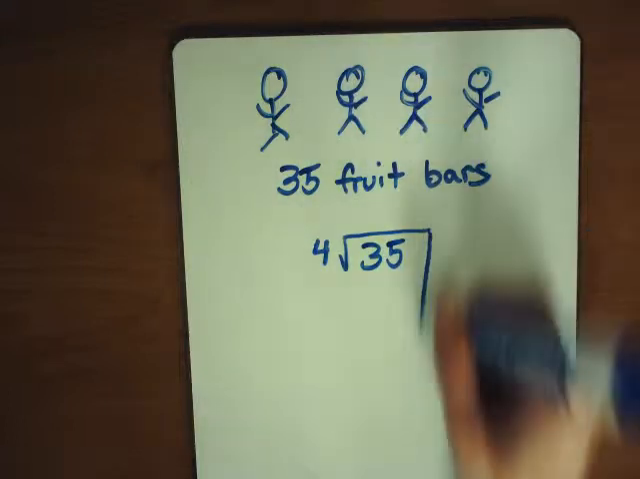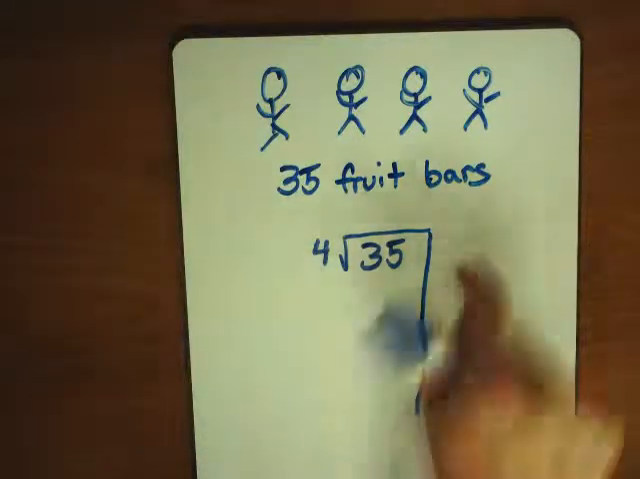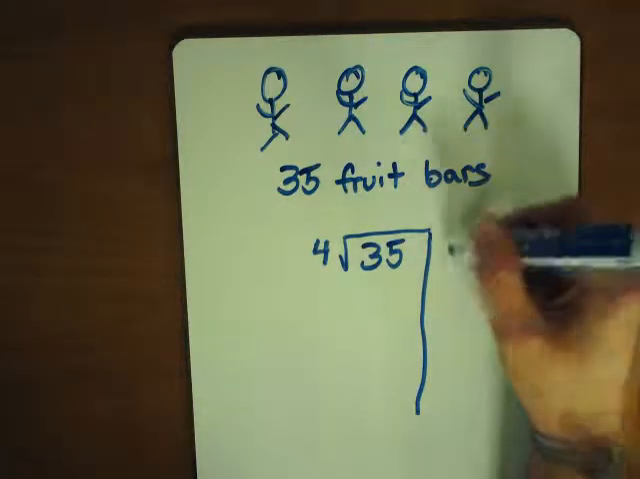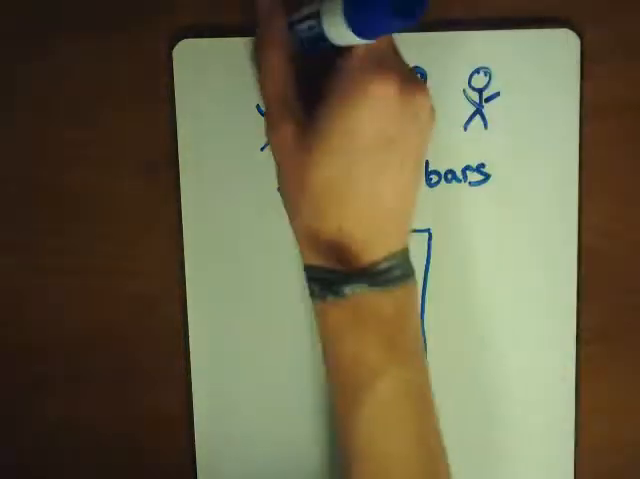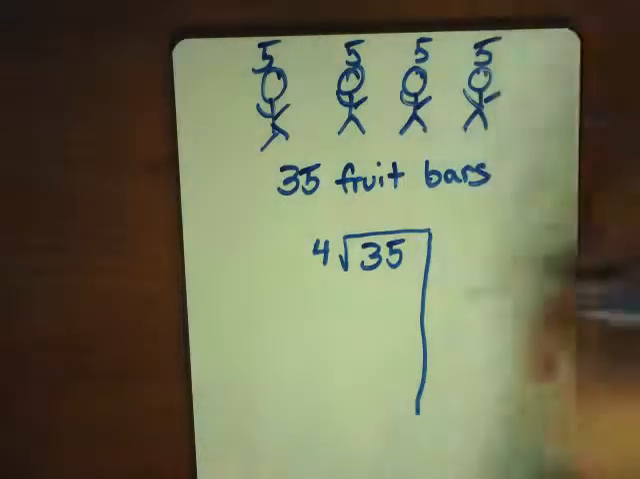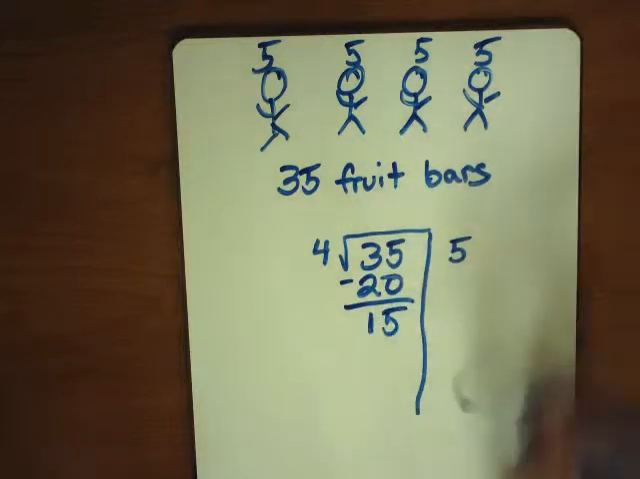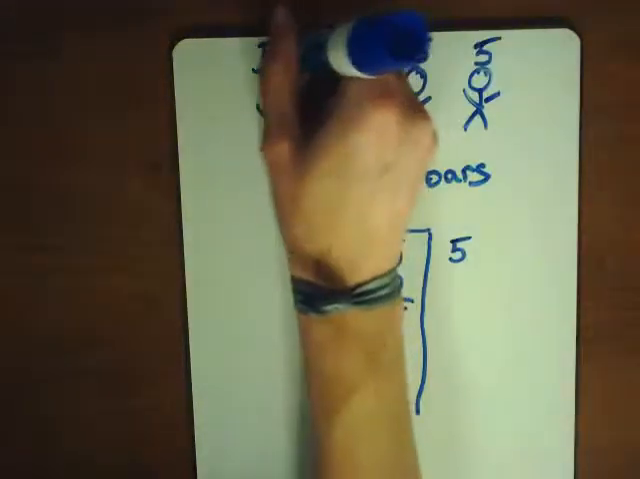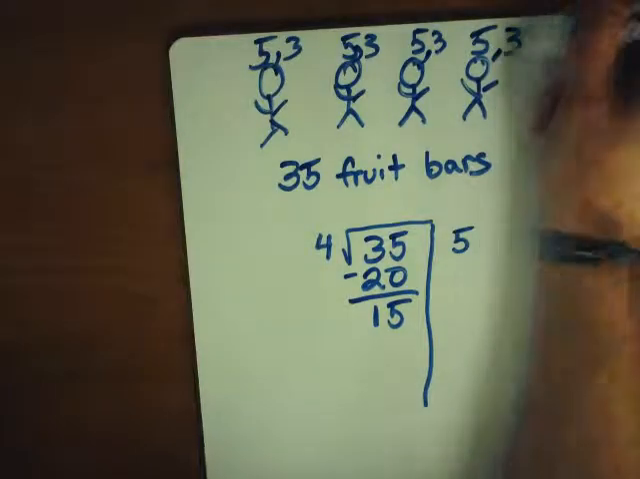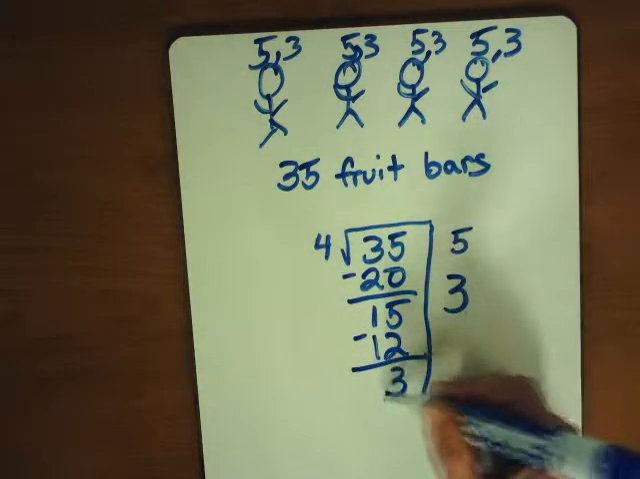Okay, so using our partial quotients algorithm here, I know that 4 times 10 will get me 40, which is too much. So let's just go ahead and half that. 4 times 5 will get me 20, right? So I'll go ahead and give 5 to each brother to start with. And now I only have 15 left. You can go ahead and give another 3 to each brother. Four times 3 is 12. And then I have 3 left.